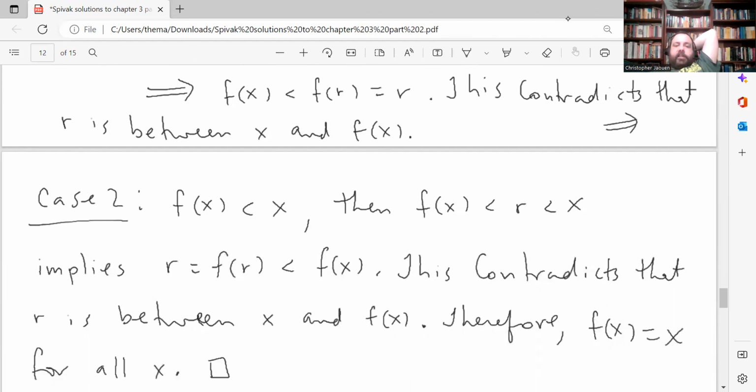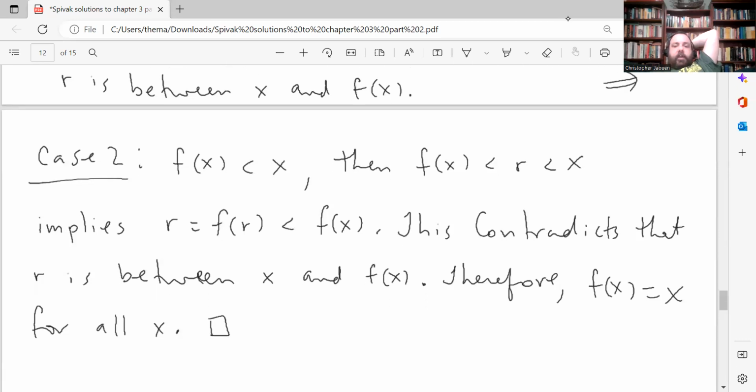Okay, and same thing happens for case 2. Here we assume that f of x is less than x. Then again, there's a rational between f of x and x. Right, so if this inequality is true over here, then if you take f of both sides, you get that r, which is f of r because r is rational, is less than f of x. And again, that contradicts that r is between x and f of x. All right, so that exhausts all the cases. So that means that f of x has to be equal to x for all x.